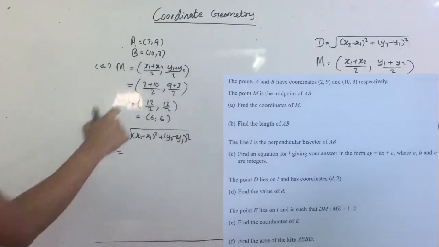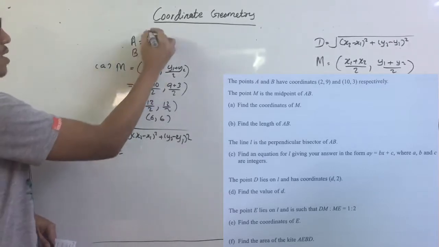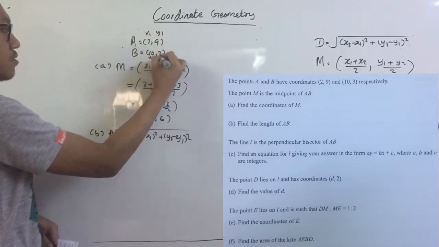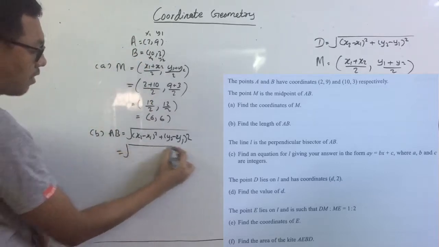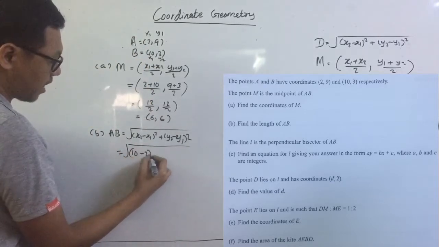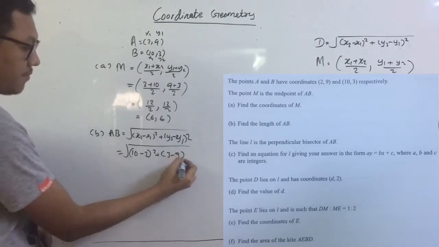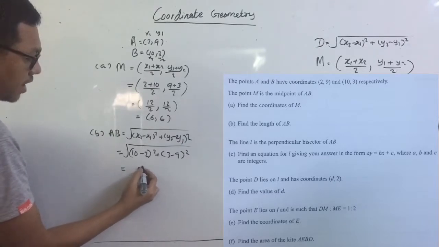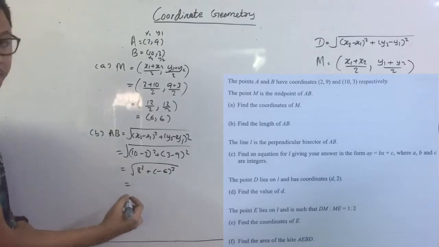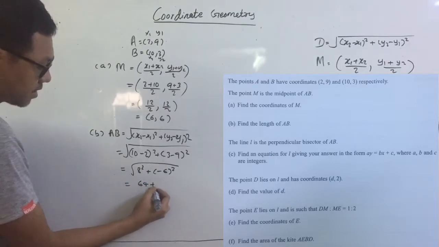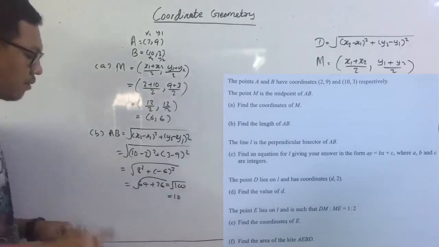Okay, so h2 minus h1, so this is h1, y1, h2, y2. We are going to write h1, y1, h2, y2 to make it more clear. So the square root of (10 minus 2) the whole square plus (3 minus 9) the whole square. Then it will be 10 minus 2 is 8 squared plus 3 minus 9 is minus 6 squared. So 8 squared is 64, 64 plus 36 is equal to 100, which is equal to 10. So now we have 10.